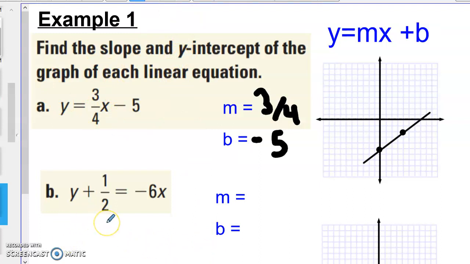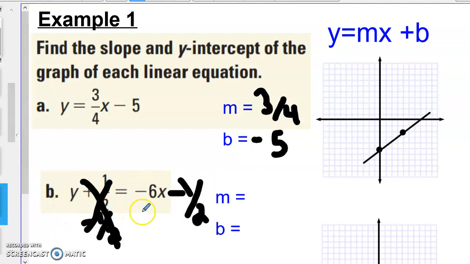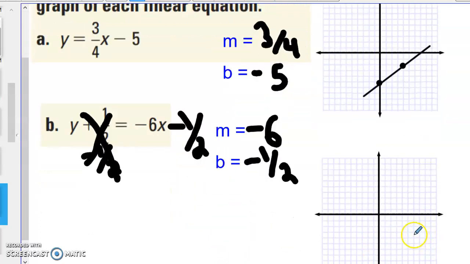Now, b is not quite in slope-intercept form. It's close, but it's not quite. In order to get it into slope-intercept form, I would just have to subtract that 1/2 over to the other side. So then that would cancel, so I'd have y equals -6x minus 1/2. So that then means my slope is this number in front of my x, -6, and then my y-intercept would be -1/2.